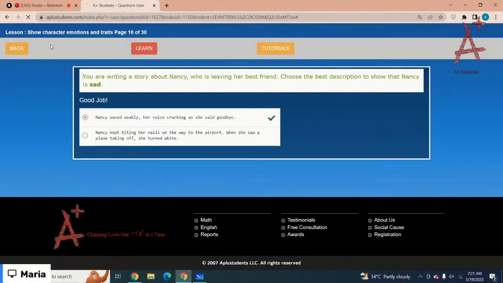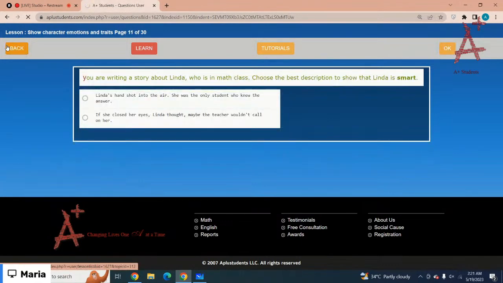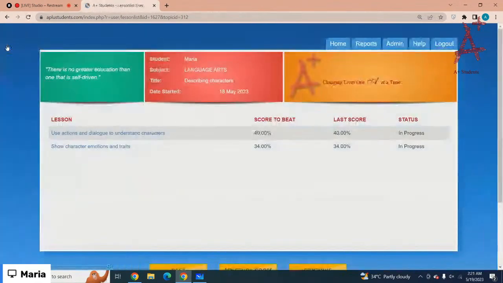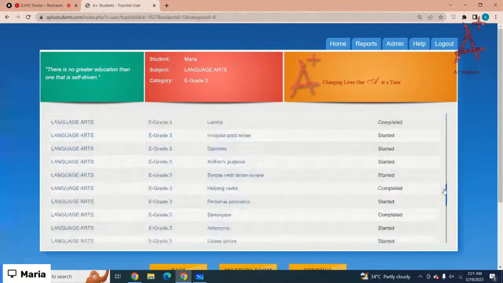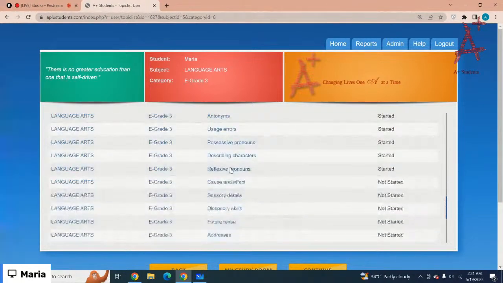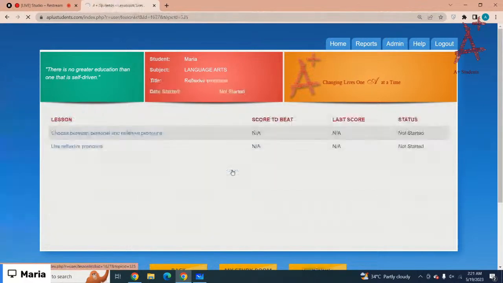Okay, you can complete the test by yourself later today. Let's move on to the next chapter. We're going to start the new chapter. We were working on describing characters. Now we're going to start the new one, reflexive pronouns. Let's start with the first lesson, choose between personal and reflexive pronouns. Let's start with the first one.